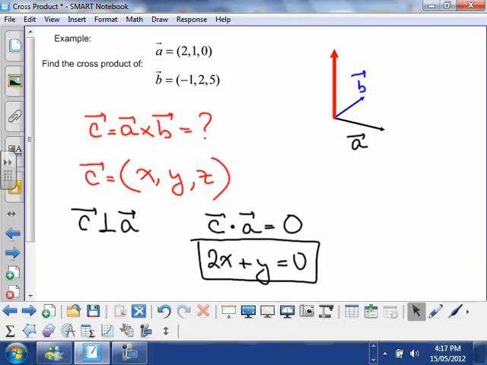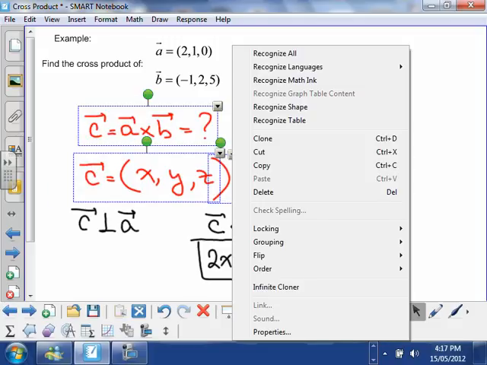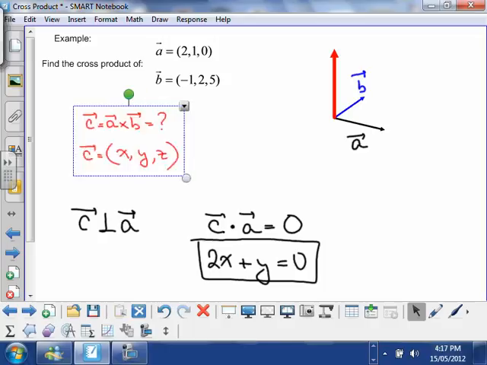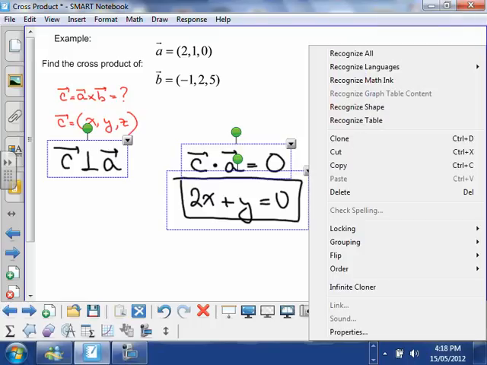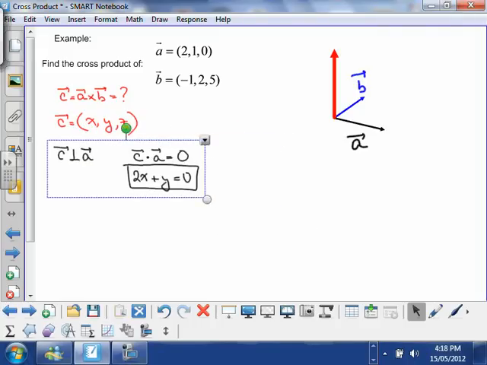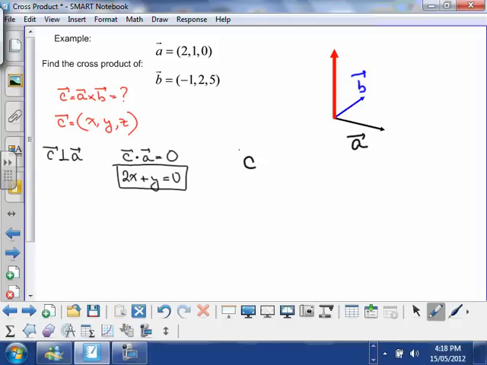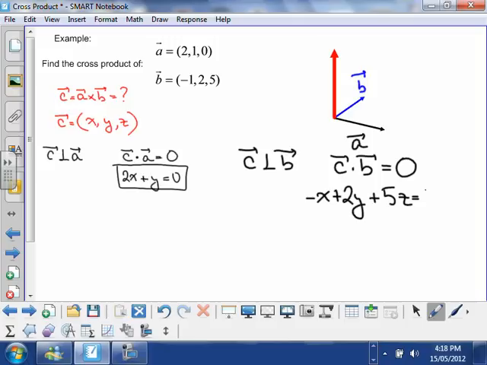Now, another thing that I know is that, absolutely identical to what I did here, vector C is also perpendicular to vector B, which means the dot product of C and B must be equal to 0. Let's write together the dot product of C and B. X times negative 1, so that's a negative x, plus 2 times y, plus 5 times z equals 0. There you go. I have a second expression here.